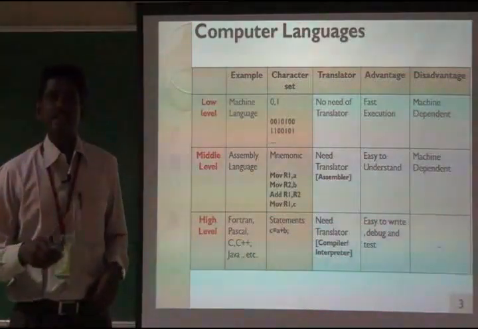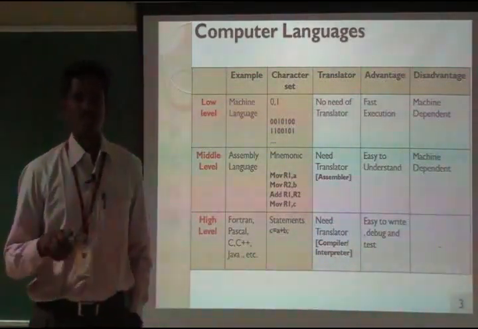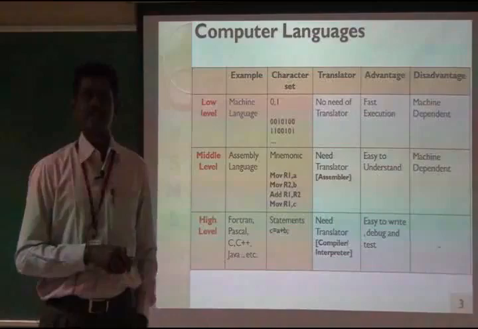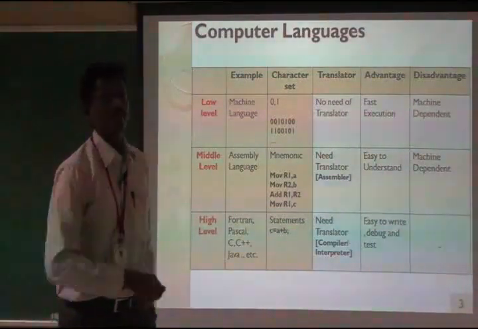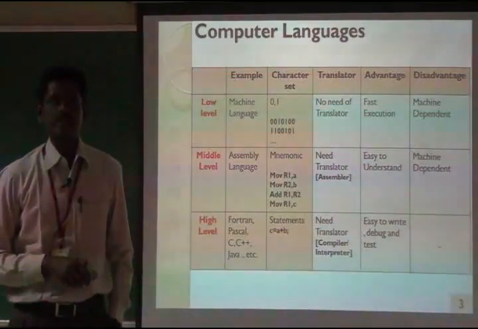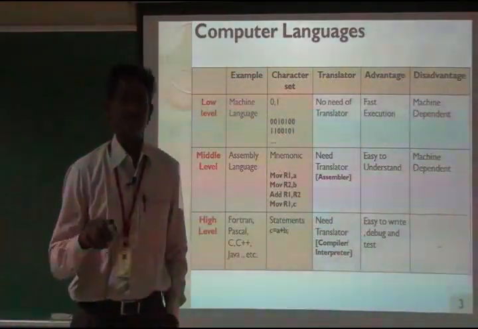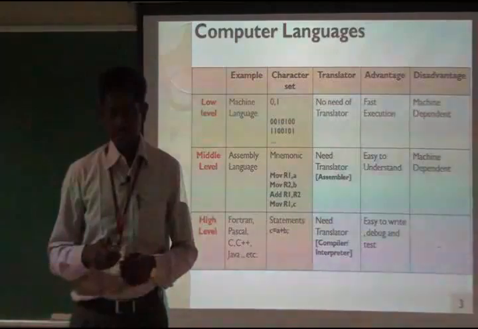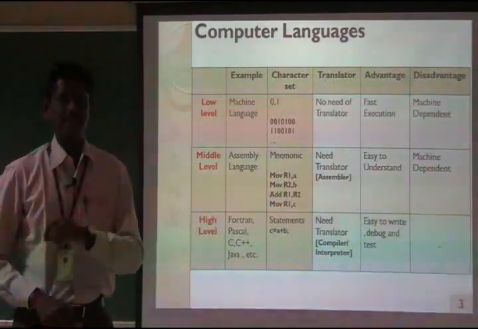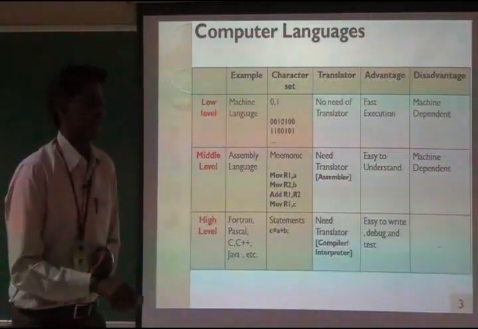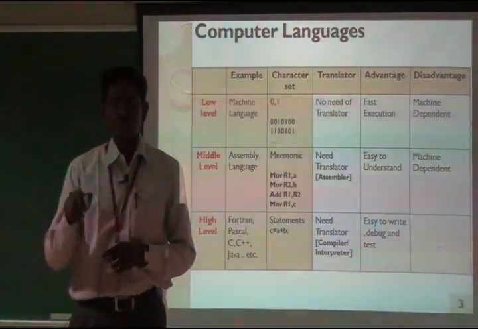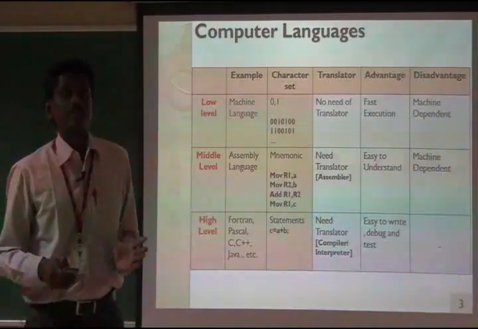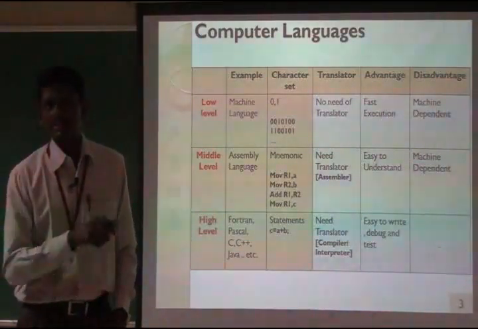But it does not need any translator, because our computer knows zeros and ones. So whatever you write with zeros and ones, that can be directly understood by the computer. So there was no need of translator. Because of this reason, the execution of machine code is very, very fast. But the main drawback with machine languages is that these languages are machine dependent. It means if you write a program for one machine, that could be executed with that machine, not with the other machine. So if you develop software with one machine, that can be executed for the same architecture only. That is the main drawback.